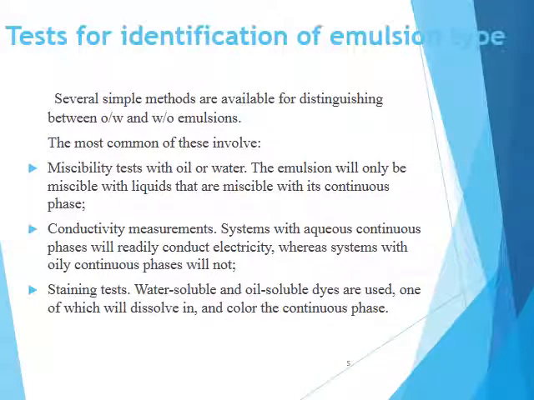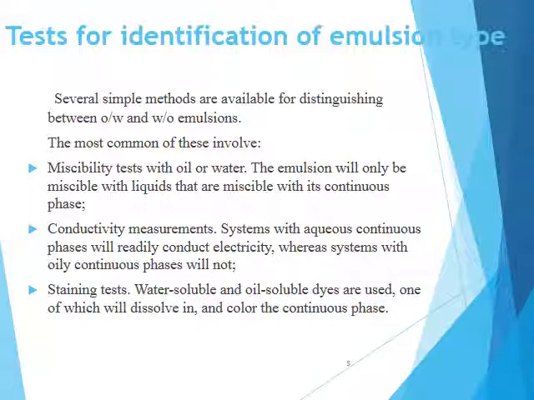This slide is showing you the tests used for the identification of emulsion type. So we have three methods for the identification process: miscibility test, conductivity measurement, or staining tests. So imagine we have an emulsion and we don't know what is the type of the emulsion, if it's oil in water or water in oil. So what we are going for the identification is using one of these tests.